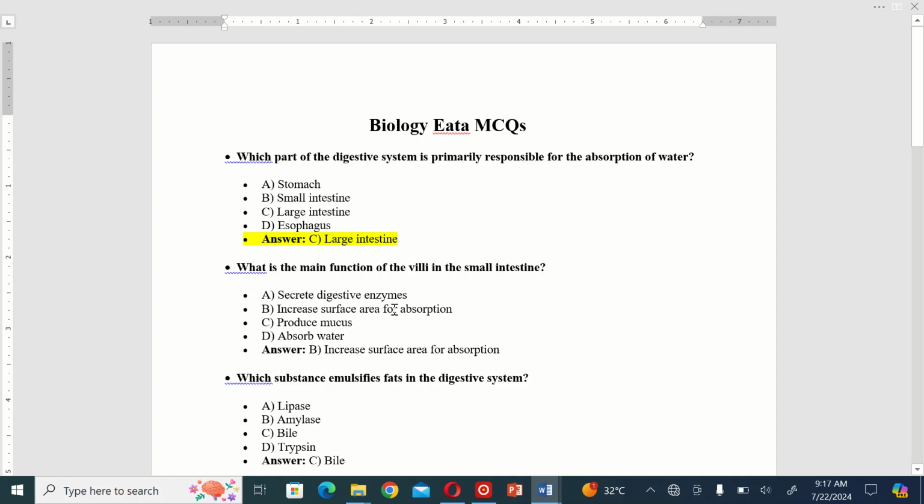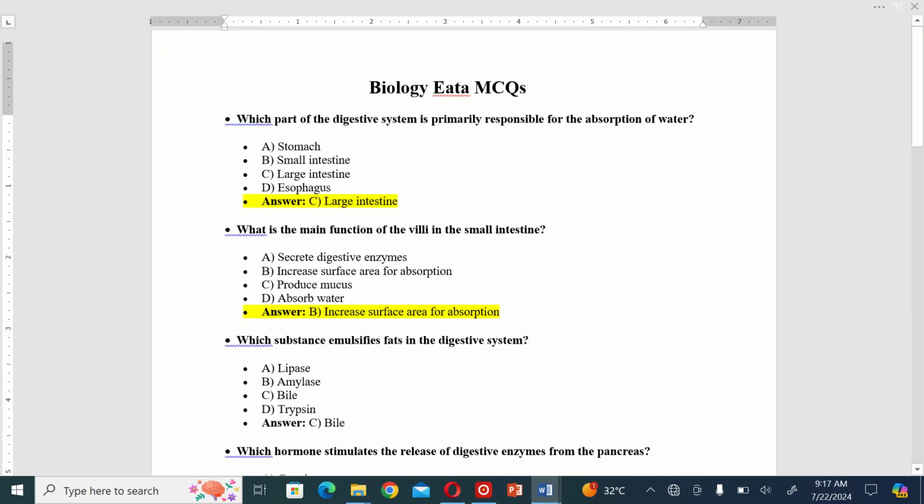What is the main function of the villi in the small intestine? A. Secrete digestive enzymes. B. Increase surface area for absorption. C. Produce mucus. D. Absorb water. So the correct option is B. Increase surface area for absorption.